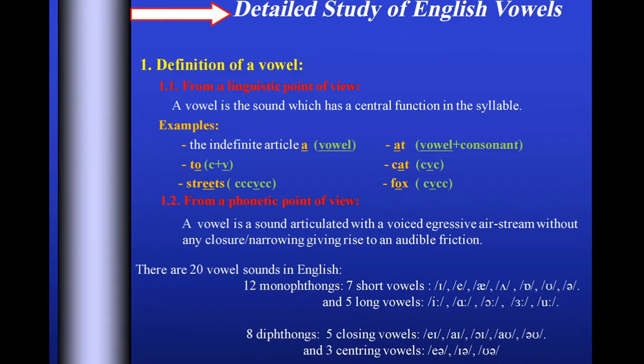And we have 8 diphthongs: 5 closing diphthongs and 3 central diphthongs, like in chair, here, and poor.